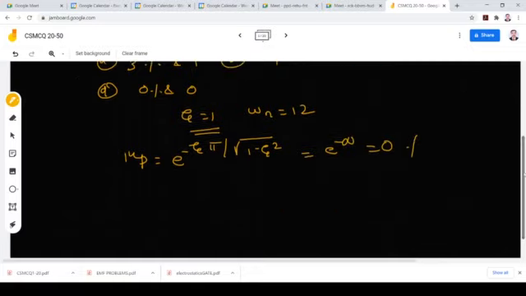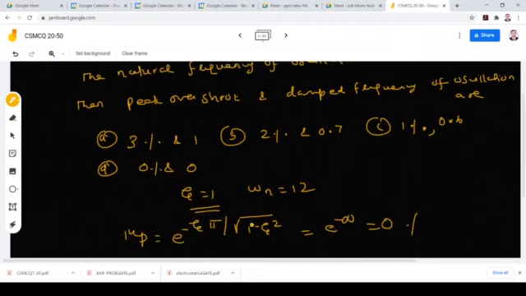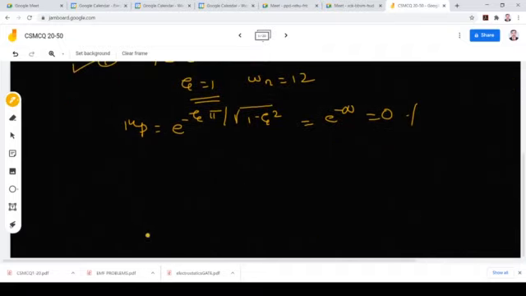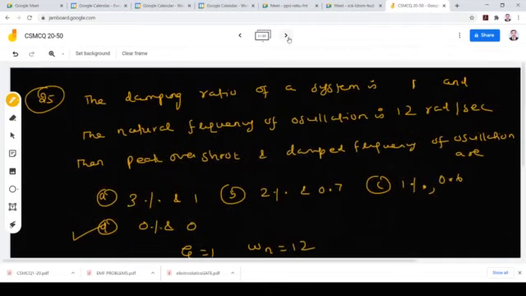From this itself we can understand Mp is equal to 0, so the option must be D. Let us see anyway the damping frequency. Damping frequency omega d is equal to omega n into root of 1 minus zeta square. Again zeta is equal to 1, so omega d is equal to 0. So the answer is option D.